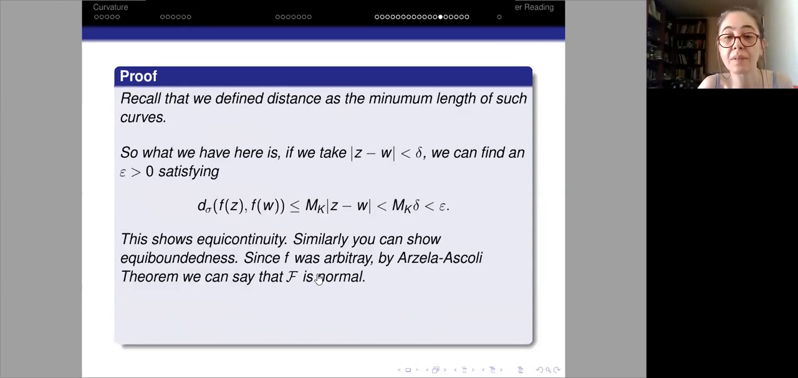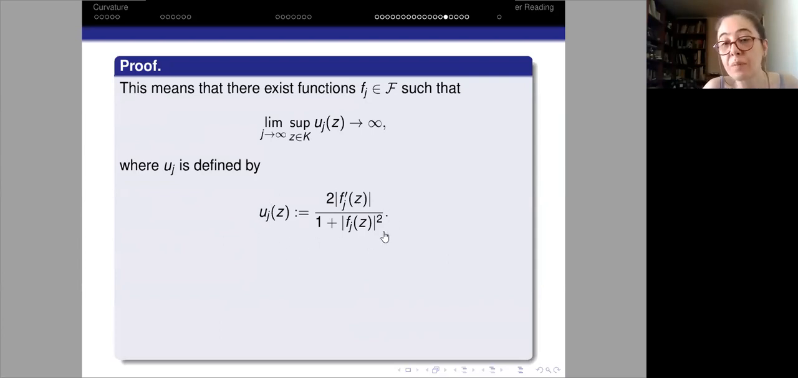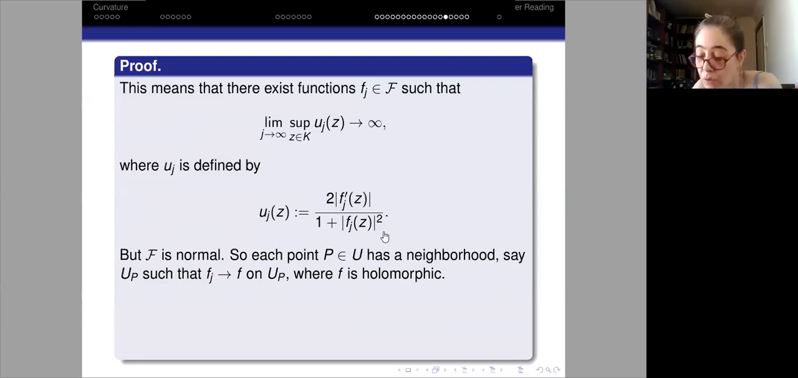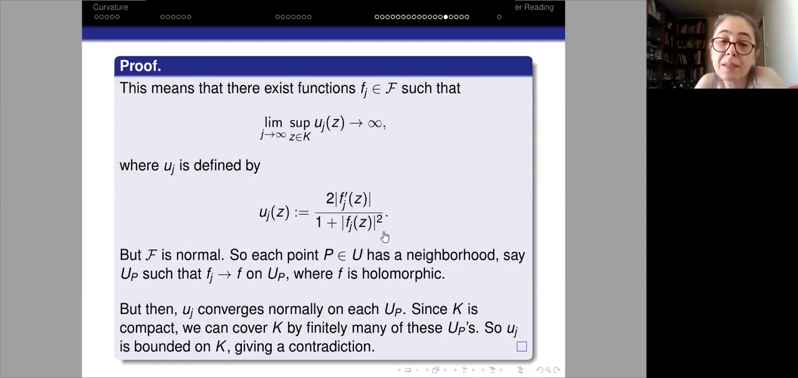But if the family is normal, then at each point p in our domain, we have a neighborhood U_p such that f_j converges normally to f on this U_p, and f is holomorphic because the f_j's are holomorphic. But then u_j converges normally on each U_p, and K is a compact set, so we can cover K by finitely many such pieces. So actually u_j should be bounded on this compact K, and that gives us a contradiction.